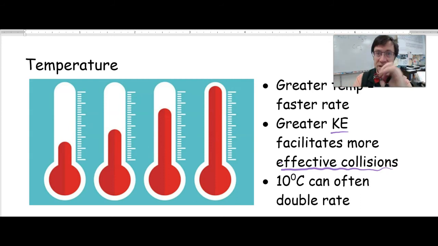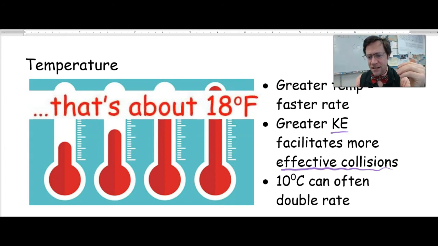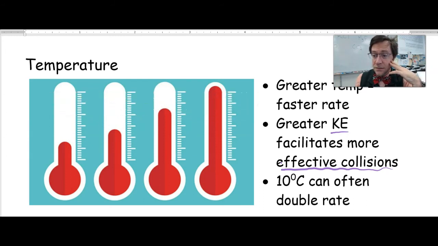So a little bit of temperature can increase things dramatically. Like 10 degrees Celsius, that's not a whole ton of temperature, but man, you can make things go literally double the reaction rate. So more temperature is more faster because the particles have a greater amount of kinetic energy that they can use to break those chemical bonds.